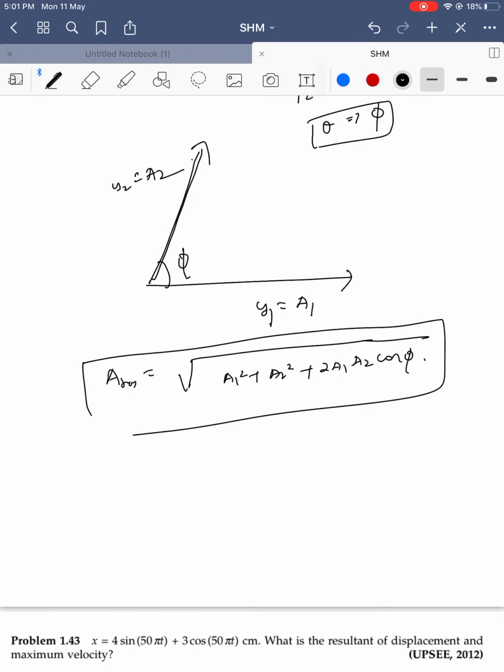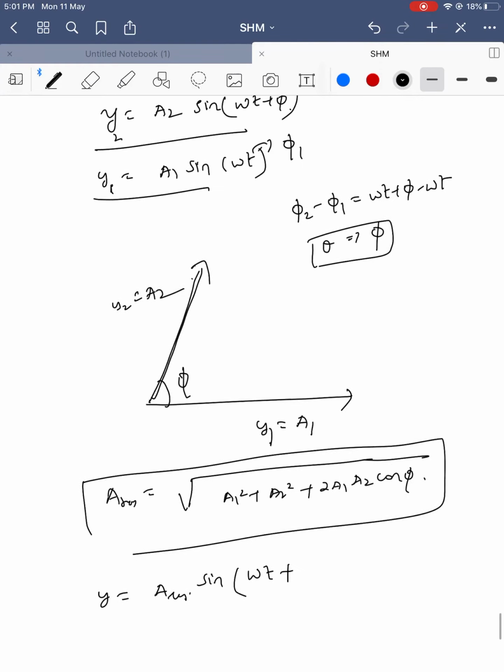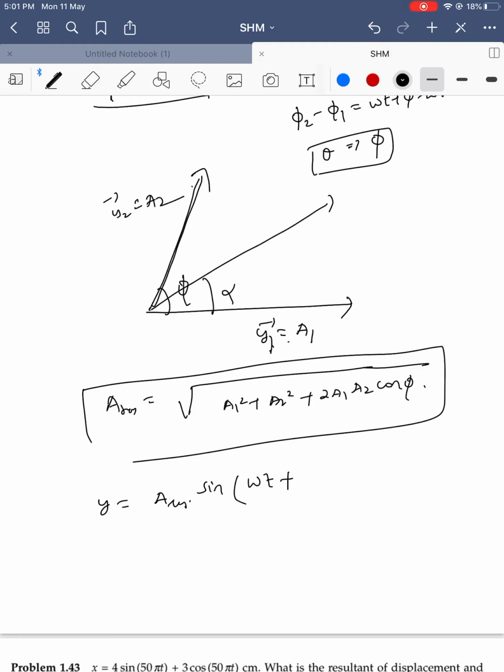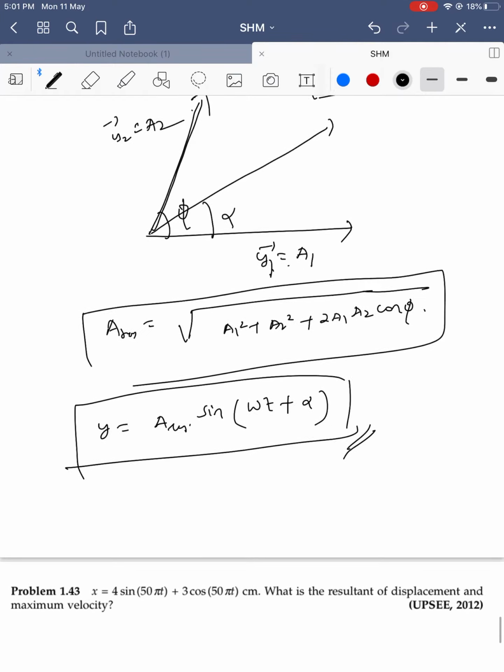And if you want to find the resultant, y is equal to the resultant amplitude into sin(omega t plus something). This is the y1 vector, this is the y2 vector, so it makes an angle with y1. So omega t plus how much is the angle? Alpha, tan inverse of that. So we should write sin(omega t plus alpha). I will explain this in the next problem while doing the problems.